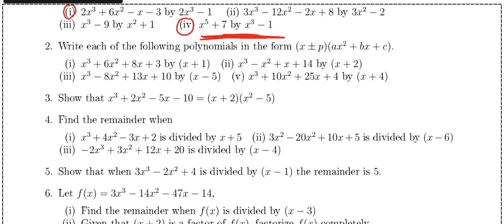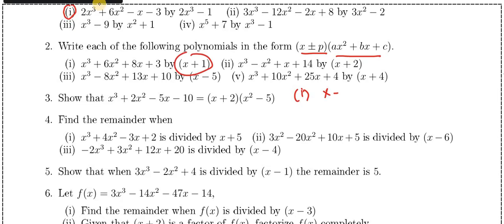Then your question 2. They are saying write each of the following in this form, meaning each and every divisor here is a factor of whatever you are given. Here I'll just solve the first one and the third one. I'll use synthetic division in the first method to solve the first one.